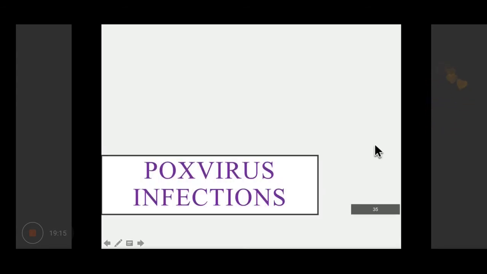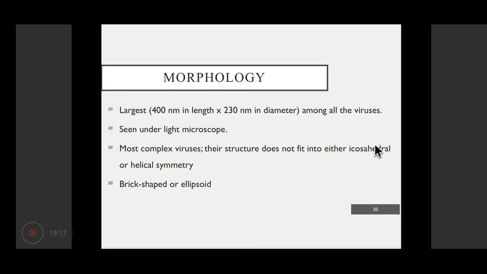Then the second important group of viruses are the pox viruses. Pox viruses are the largest viruses among all the viruses that are capable of infecting human beings. They are approximately 400 nanometers by 230 nanometers in size, and they are so large that they can be seen under light microscopy if you look carefully.